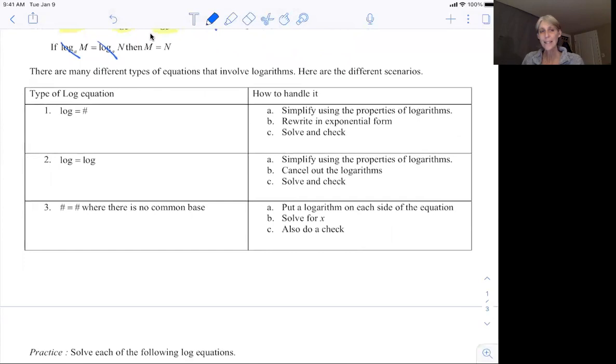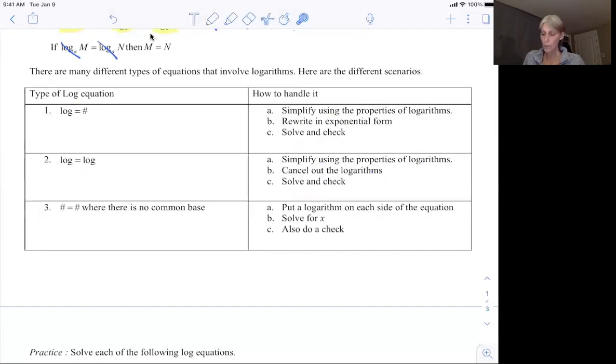And here are the three main types of equations we're going to be dealing with. We're going to have a log equal to a number. So we'll have the log on one side and a number on the other. In that case, we're going to simplify using properties of logs, rewrite in exponential form, and then we solve and check because our original problem has a log in it. When we have a log equal to a log, so when you see the word log on each side, you basically simplify each side using properties of logarithms, cancel out the logs, solve and check. Again, check because you have a log in the original problem.